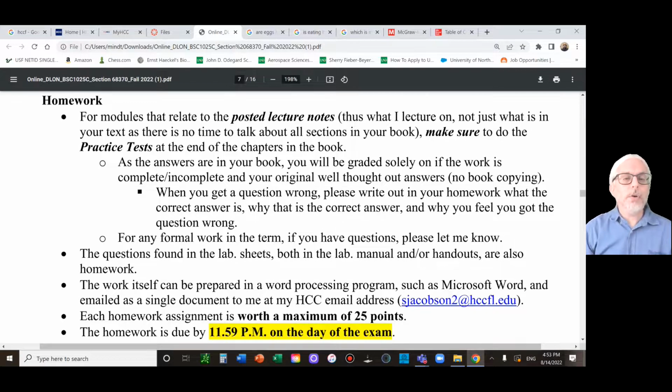There's your homework. Homework is designed primarily to get you ready for the exams. To give you an idea of what kind of questions I'm going to ask, how I'm going to ask questions, and the level of difficulty of questions.